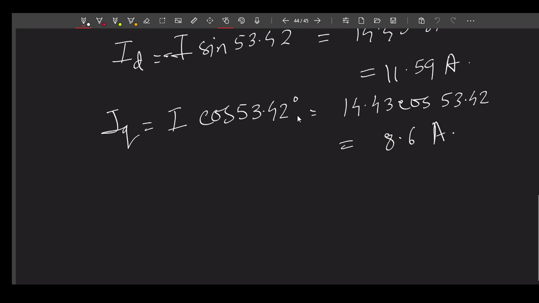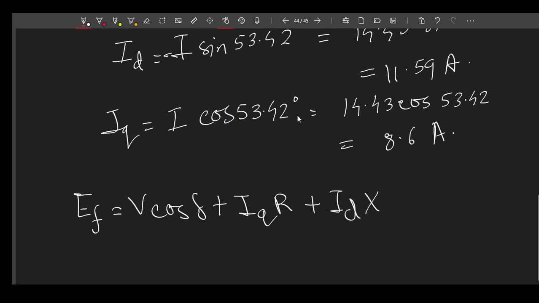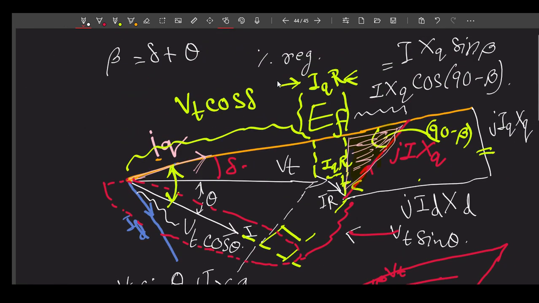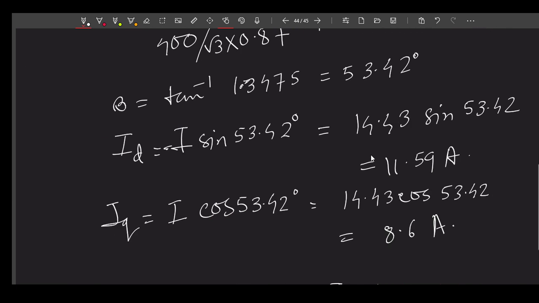So what about your excitation voltage, EF or whatever? That will be V cos delta plus IQR plus IDXT. That's what I was trying to tell you. This total side: Vt cos delta plus IQR plus IDXT.